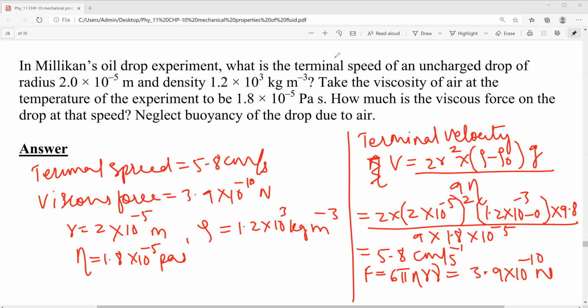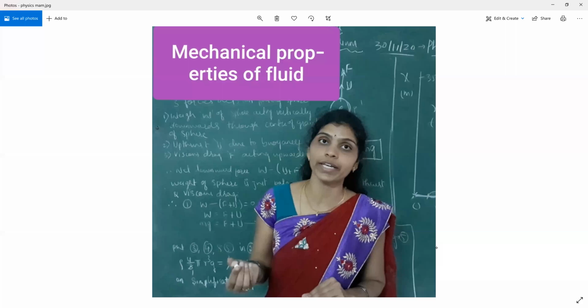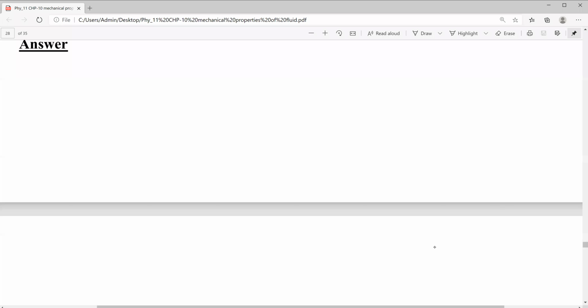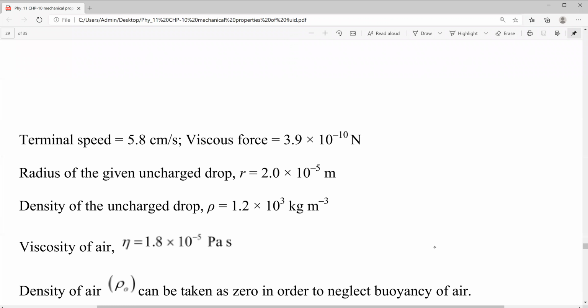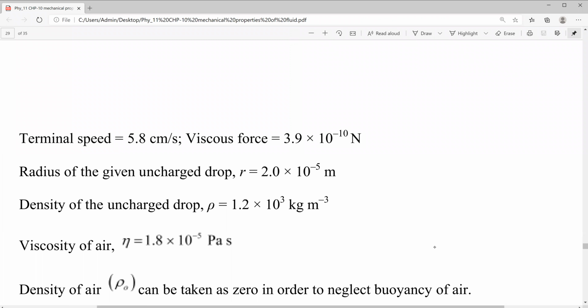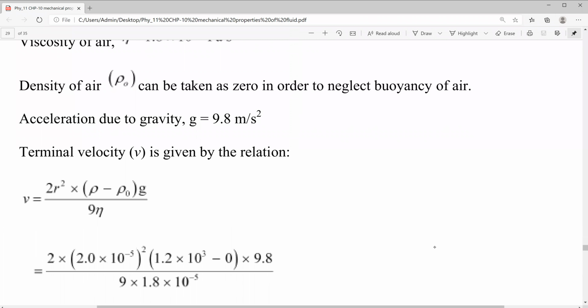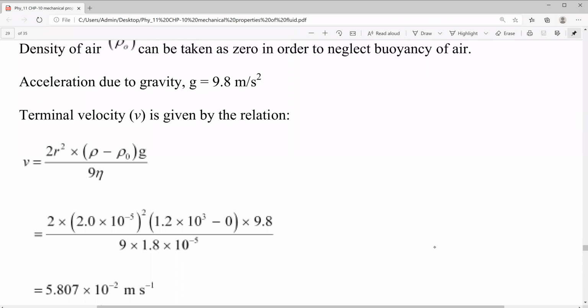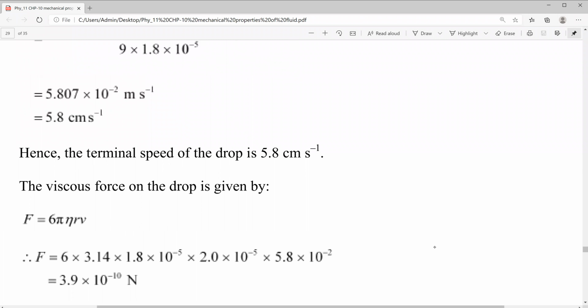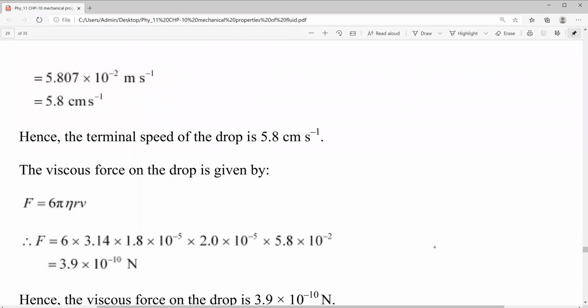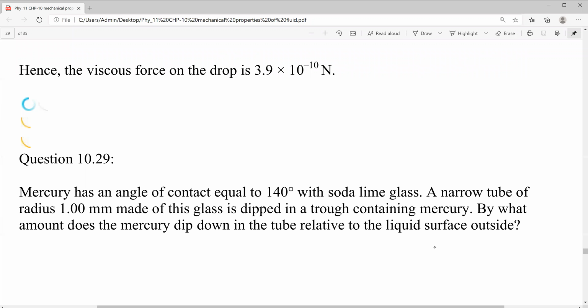So this is the solution. I already showed it here. The viscous force value we got is 3.9 into 10 to the power of minus 10 Newton. So next we shall move to the next question, that is 10.29.